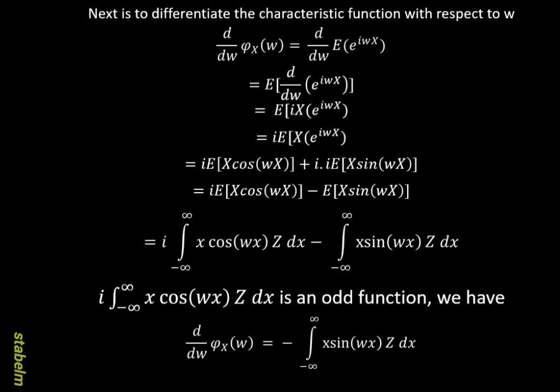So from this point now, since our Z is a standard normal distribution, we can simply substitute back the distribution. So we're going to have a minus integral from minus infinity to positive infinity of X sin of wX multiplied by 1 over square root of 2 pi, exponential raised to the power minus 1 over 2, multiplied by x raised to the power 2, dx. So this is now the standard normal distribution multiplied by this function.